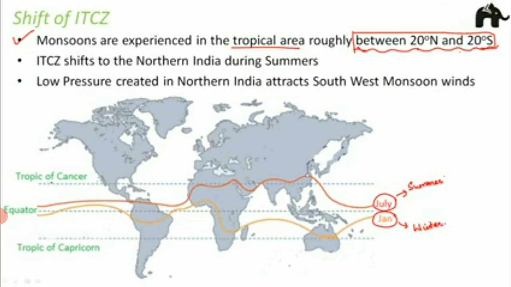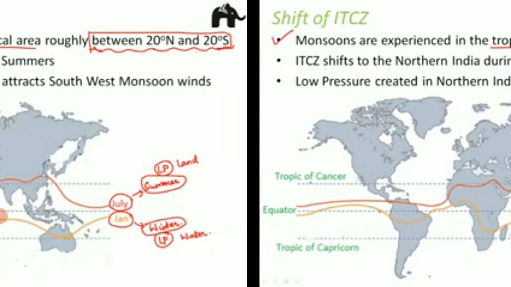So you can see in the diagram, monsoons are experienced between 20 degrees north and 20 degrees south. I told you the ITCZ shifts towards North India during the summers because the low pressure created in the north area attracts the southwest monsoon winds. Can you see this? Fine.